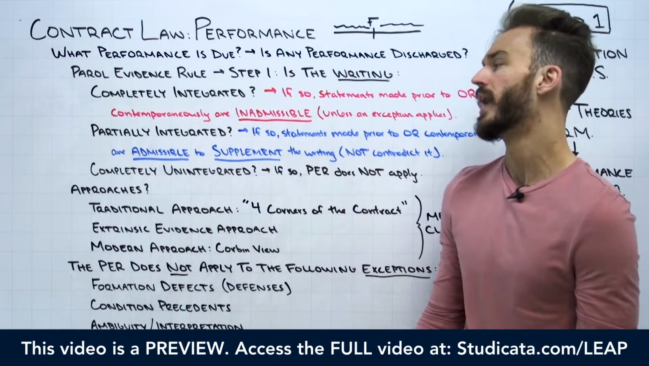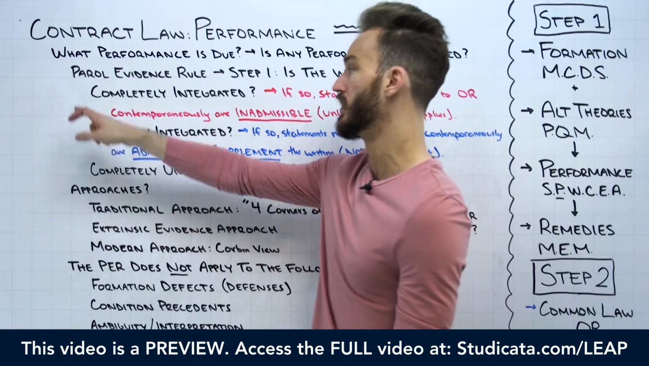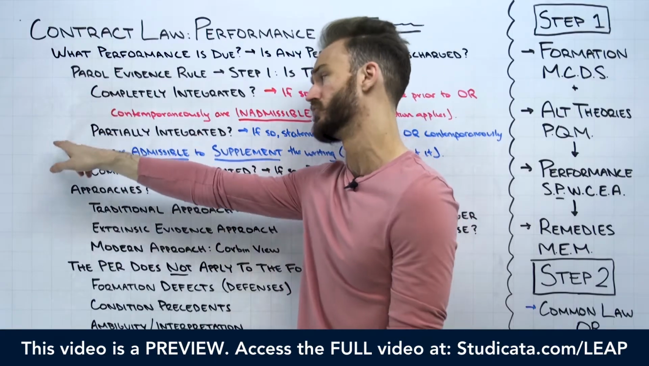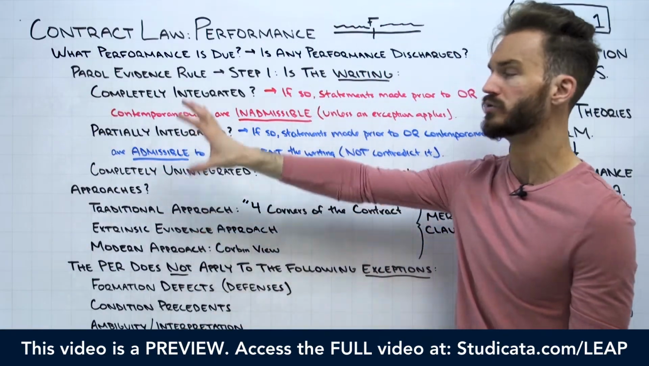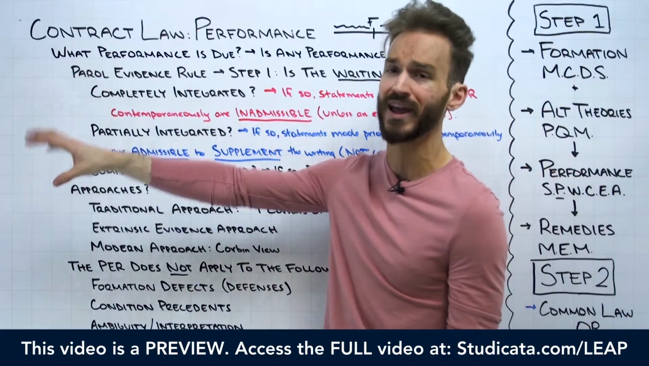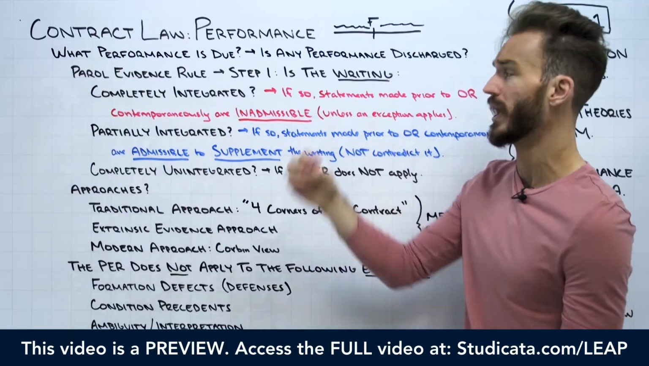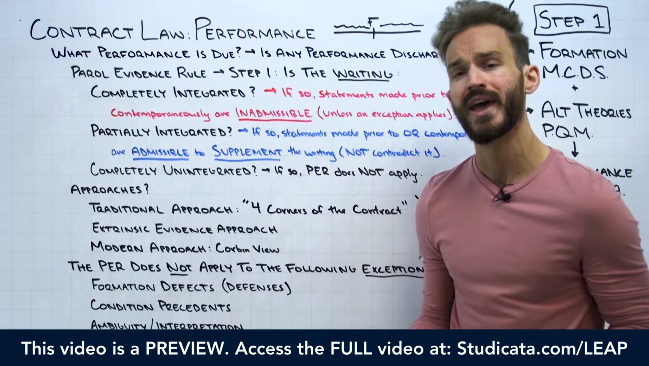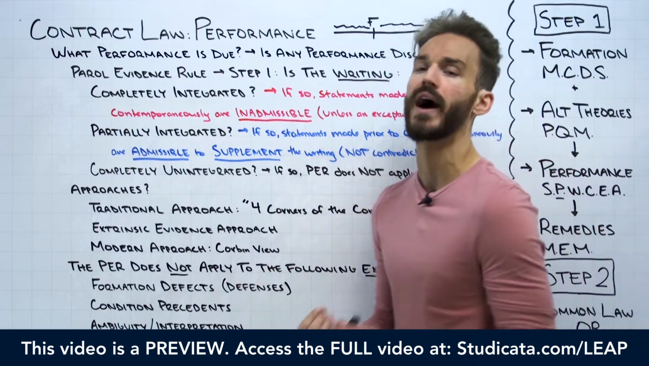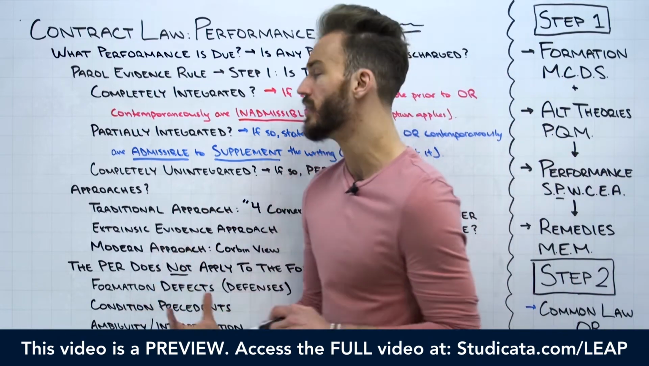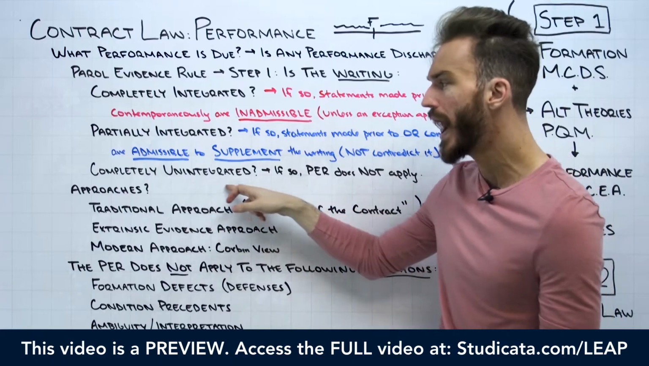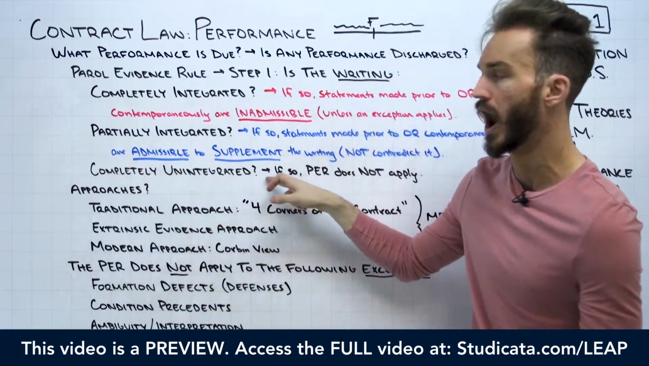So the question though is, how do you really make the distinction between a completely integrated writing and a partially integrated writing? We know how to distinguish between an integrated writing and an unintegrated writing. Remember, integration just means that the parties intended for this writing to be the final expression of the deal. Right? So if it's some sort of tentative draft, we know that's completely unintegrated.